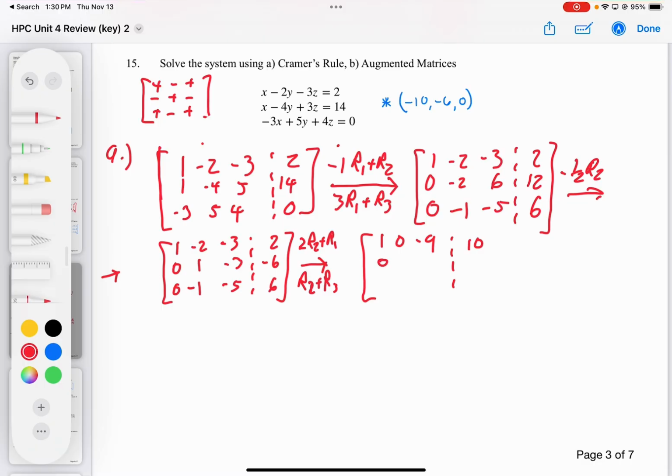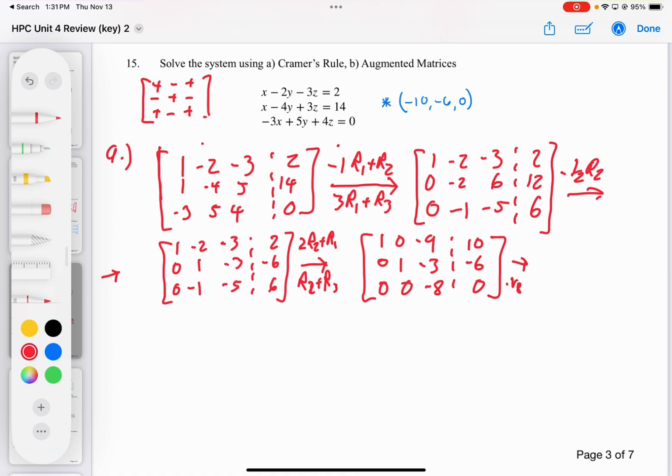Let's see, 0, 1, negative 3, negative 6 did not change. And then I'm doing row 2 plus row 3. So then 0, 0, negative 3 plus negative 5 is going to give me negative 8. Row 2 plus row 3 is going to give me a 0 there. Oh, that's really good, because I could just divide row 3 by what? Negative 1/8. Yeah, negative 1/8.